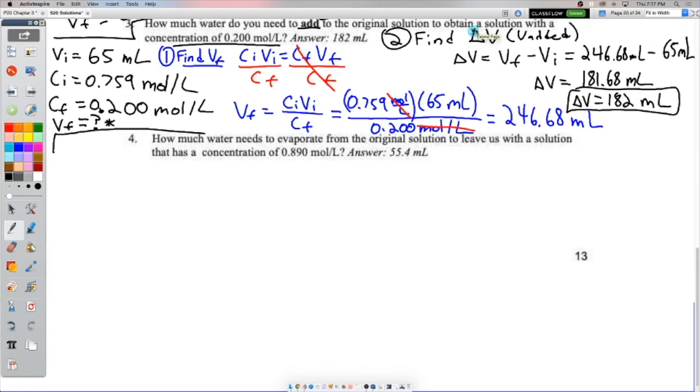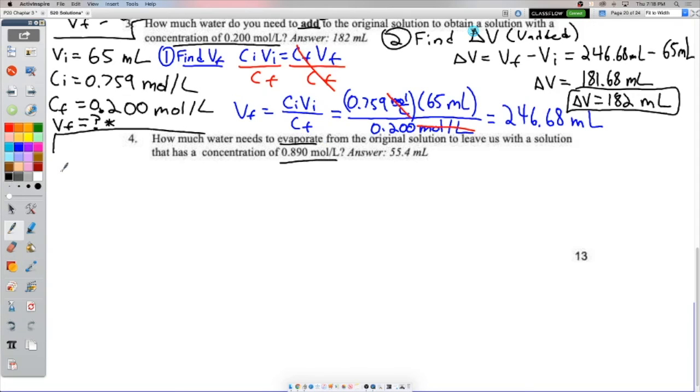You're going to have to figure out what you added to VI to get VF. One extra little step, okay? All right, last one. How much water needs to evaporate from the original solution to leave us with a solution that has a concentration of 0.890 moles per liter.